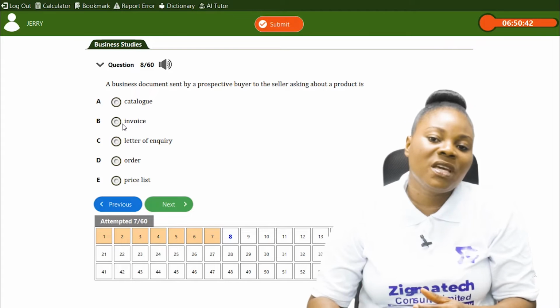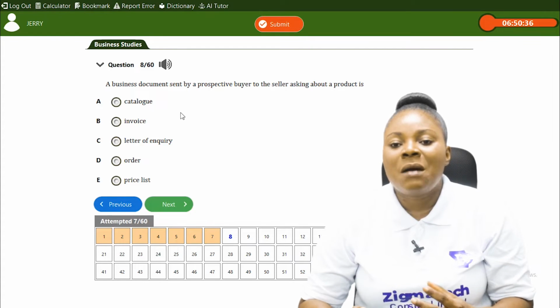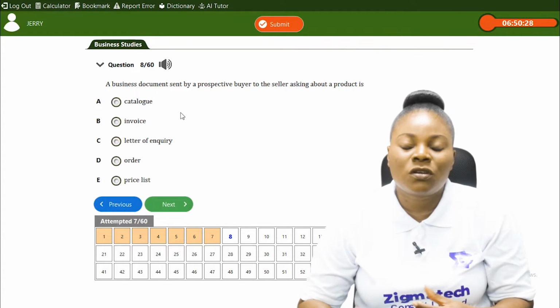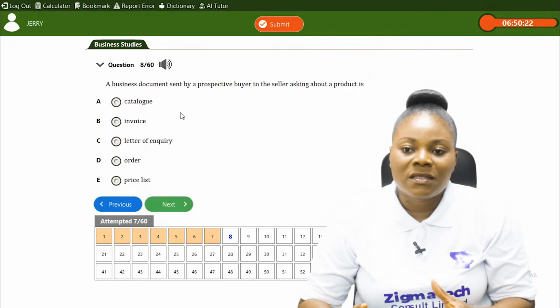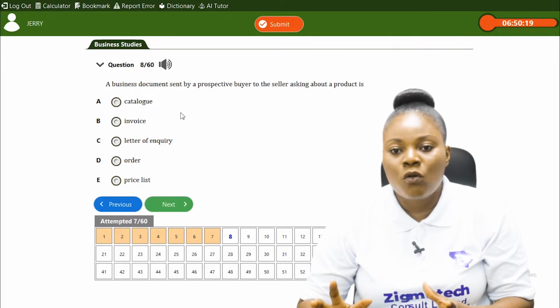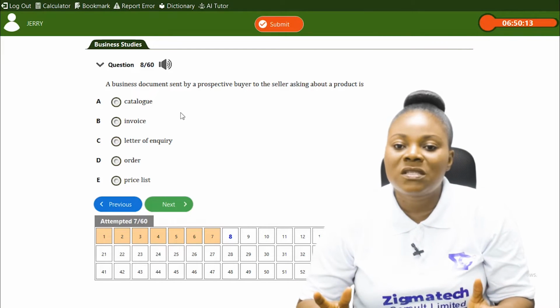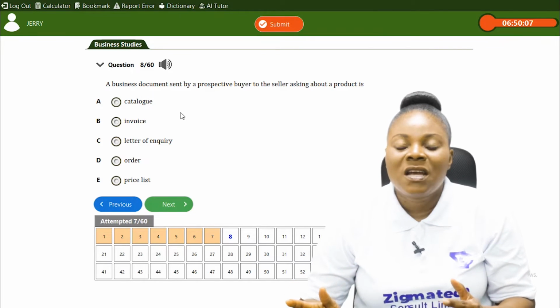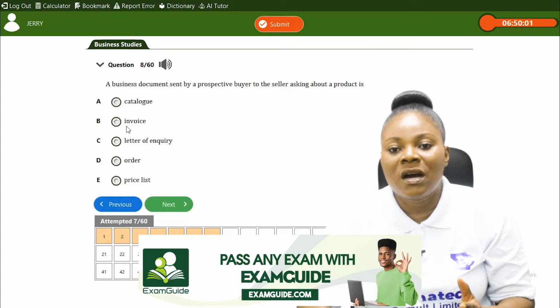An invoice, which is option B, is a document that contains detailed information about goods sold by a seller to a buyer. It gives a detailed description or summary of goods sold, in which you have the quantity bought, the description of the goods, the unit price, the total price, the terms of payment, the name of the seller, the name of the buyer. Everything is detailed on the invoice.